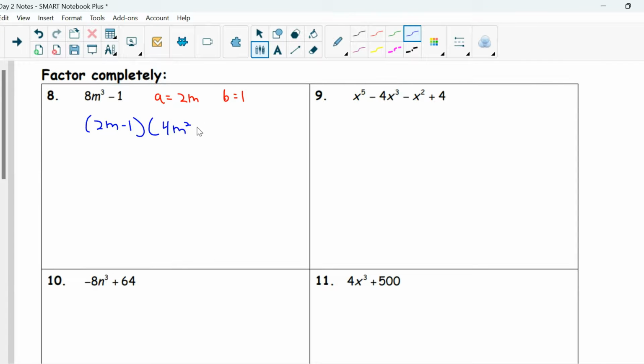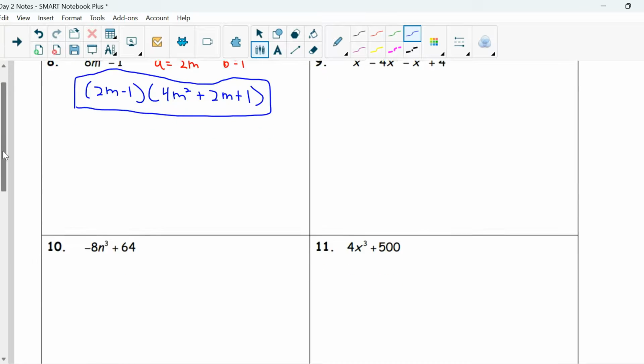plus I have ab, 1 times 2m is just 2m, plus b squared, which is 1 squared, which is just 1. Okay? This is my final factored form for a difference of cubes. Okay? We'll skip the ones on the right side.